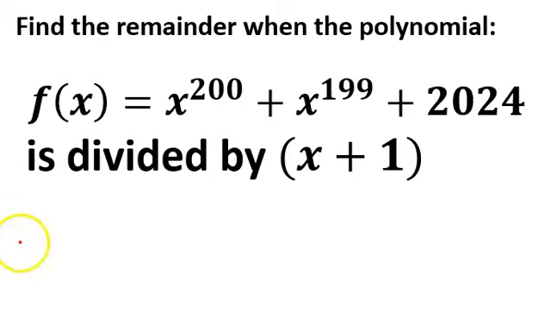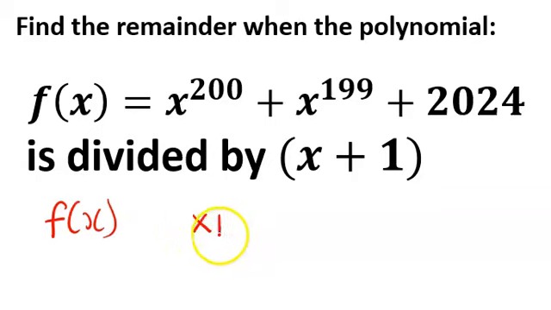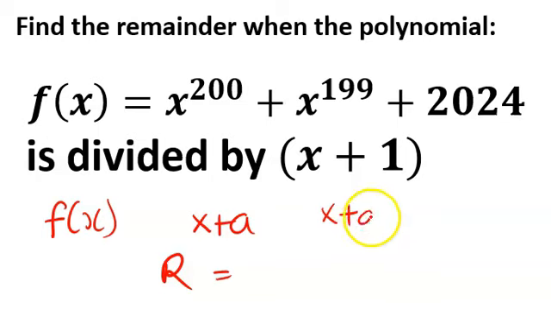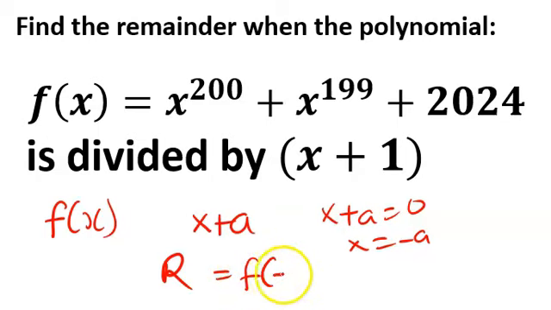Now, what is this remainder theorem? If we have a polynomial f of x and then a divisor, maybe x plus a, now, when this polynomial is divided by x plus a, the remainder r will be equal to, when you equate x plus a to 0, so x will be minus a, will be f of minus a. That is the remainder theorem.